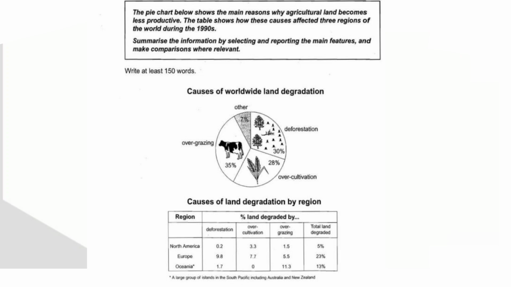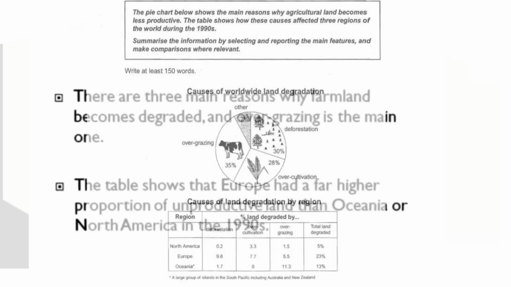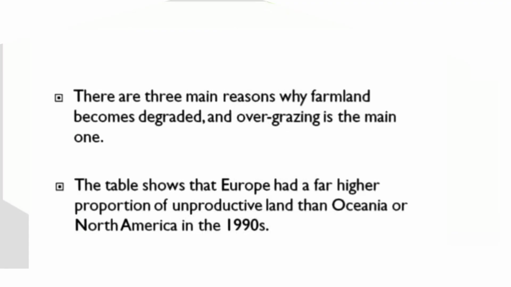Moving on to the last graph of today, here 2 types of graphs are given. One is a pie diagram and the other is a table. The title of the first graph is Causes of Worldwide Land Degradation and the title of the second one is Causes of Land Degradation by Region. The key features of this graph are that there are 3 main reasons why farmland becomes degraded and overgrazing is the main one. The table shows that Europe had a far higher proportion of unproductive land than Oceania or North America in the 1990s.